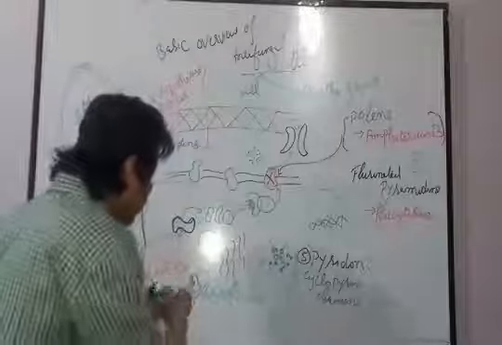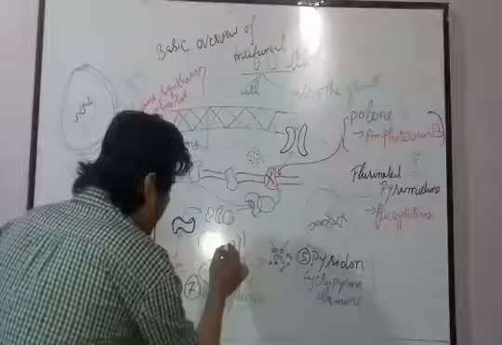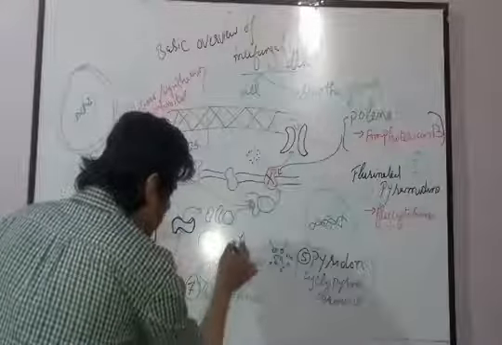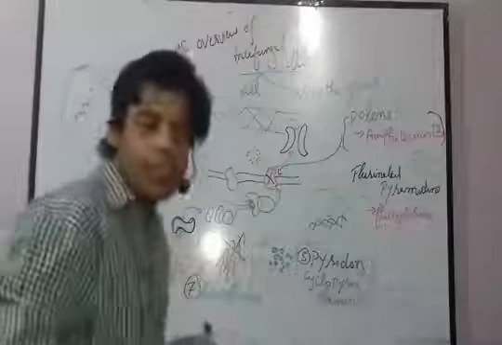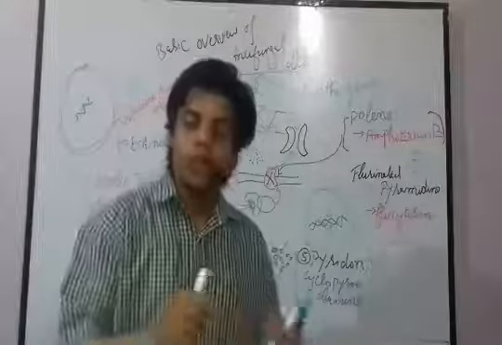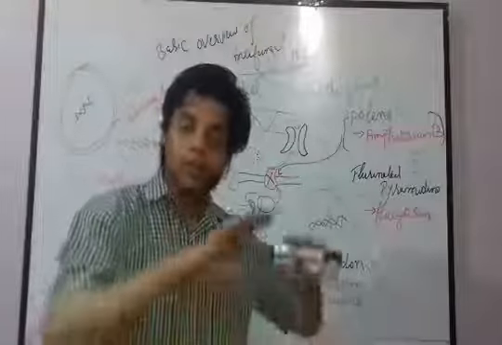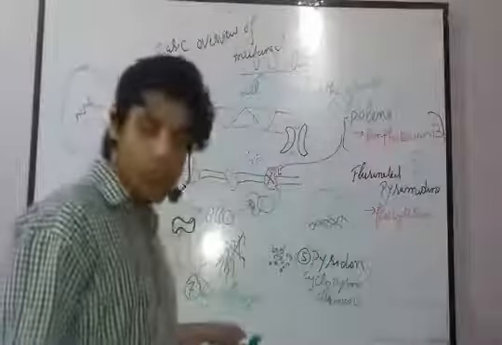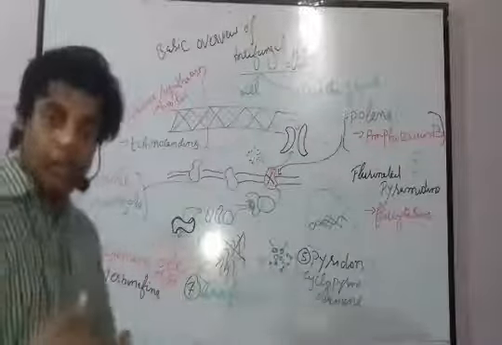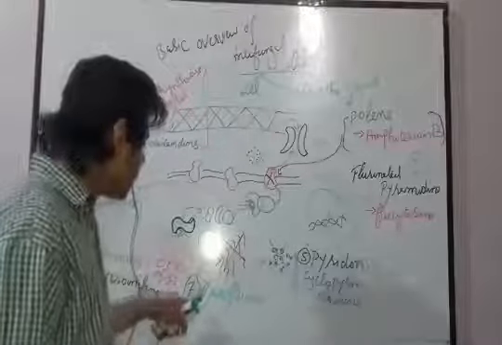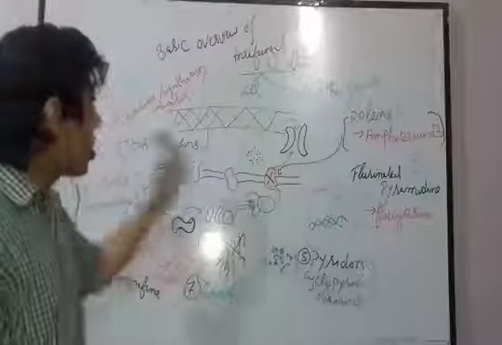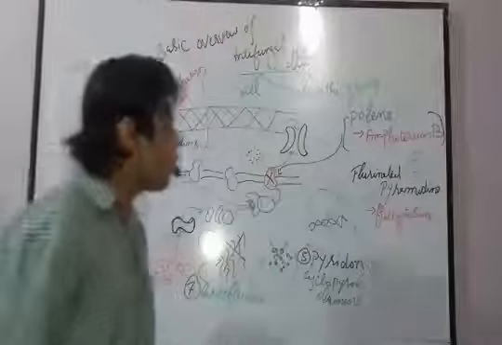Griseofulvin will bind to the polymerized microtubules. So once it binds to the polymerized microtubules, spindle fibers will not be formed, and after that the cell will not divide. So it is also fungistatic in nature, and allylamines are fungicidal in nature as well. This one will be our last drug in this lecture. I hope all of you understand that.